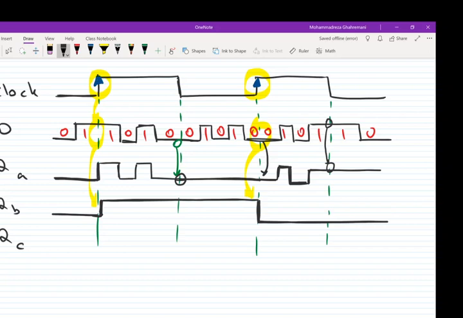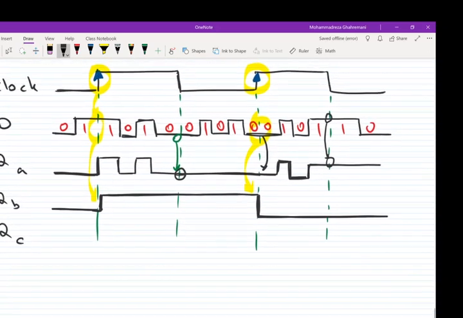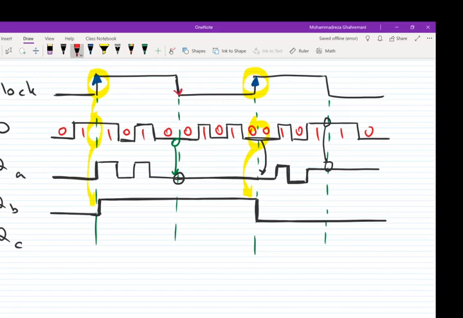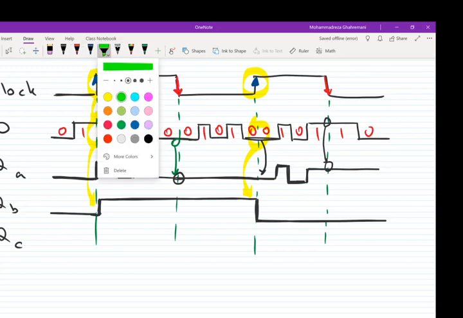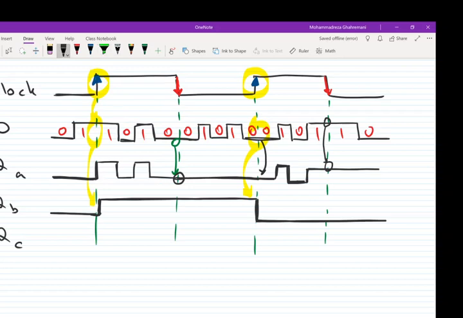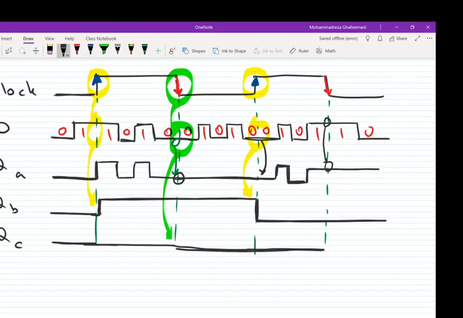Let's move to negative edge trigger D flip-flop. Negative edge trigger D flip-flop changes at falling edges. So we start from 0. At this rising edge, nothing changes because it's a rising edge. At this falling edge, which is the first falling edge, the input, which is 0, will be transferred to the output, which is 0. So we still have 0 until the next falling edge.